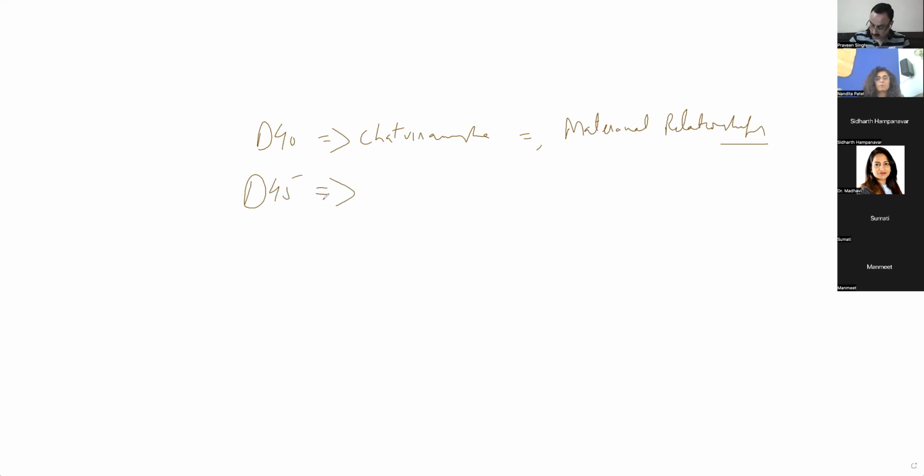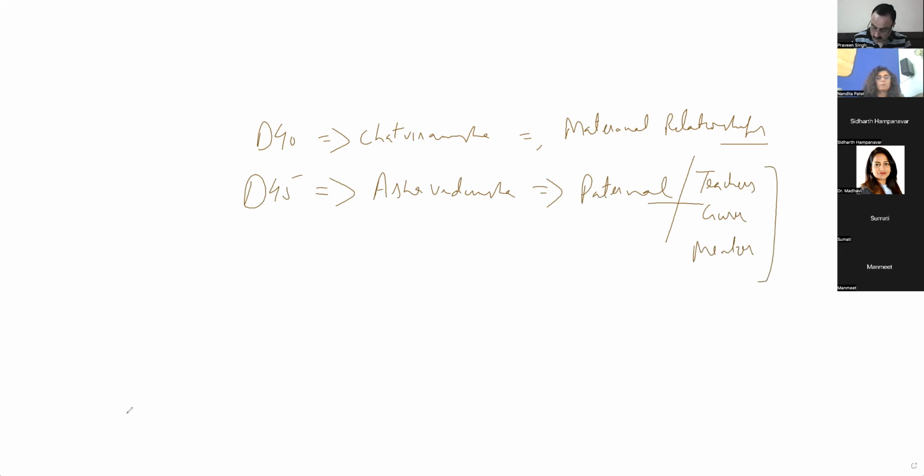Okay, and this is known as the Akshavedamsha chart. Similarly, you've got maternal relationship, and paternal, from the father's and grandfather's side, how the paternal relationships will go, chacha, chachi. And under paternal you can also see how your teachers will be, even your teachers, your gurus, your mentors, these are also seen from the D45. So these are seen from there, right? Just the way I was giving you the example.